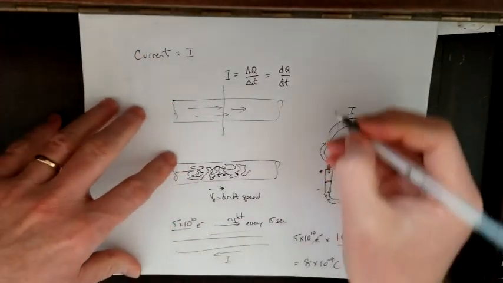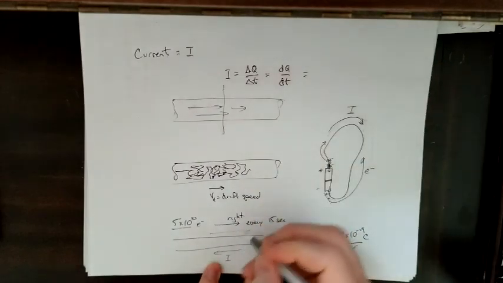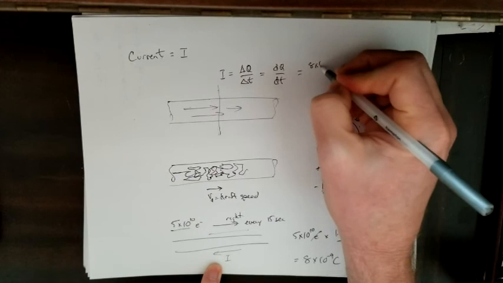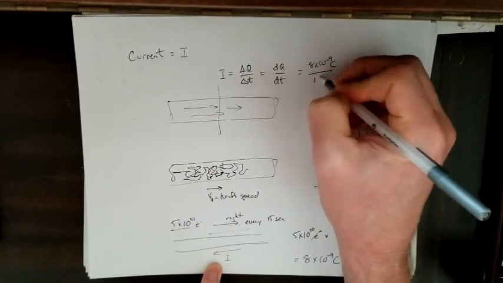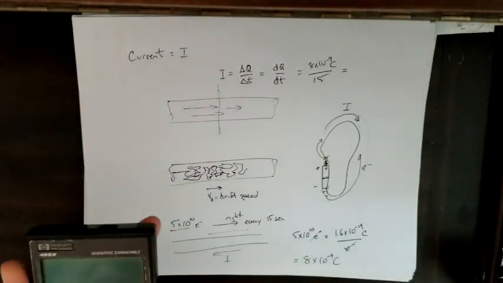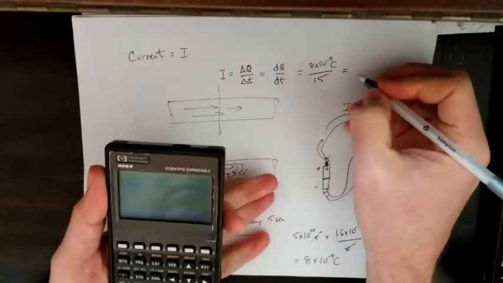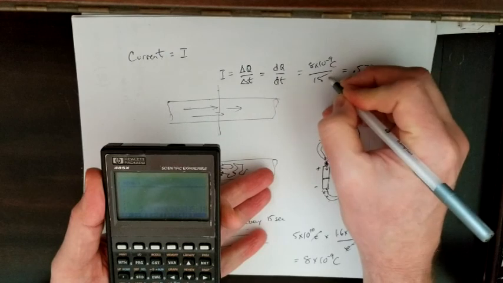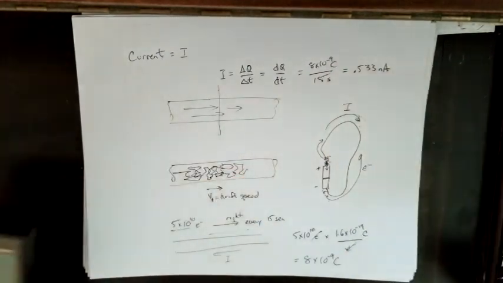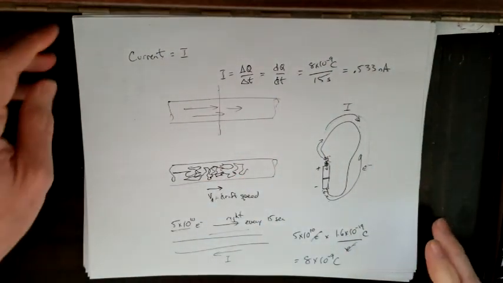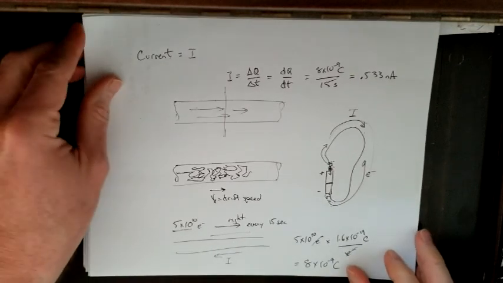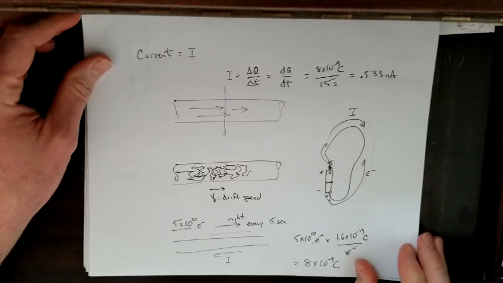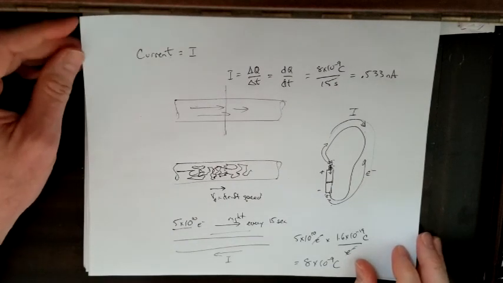And so the current in this particular case is flowing to the left, 8 times 10 to the negative 9th coulombs over 15 seconds. And what we end up with is 0.533 nanoamperes, which is a really small current. I'm not sure you would even notice it if it were running through you from some external source. And that is the basics of current.